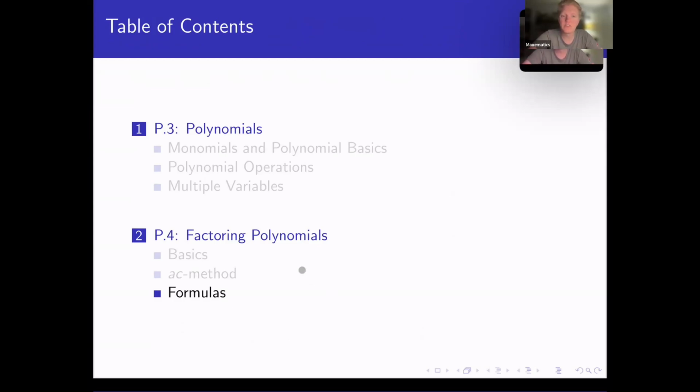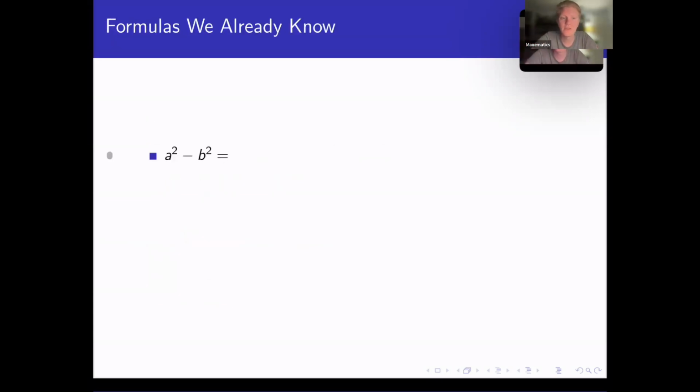We saw toward the end of P3, toward the end of polynomial operations, that there are some very special types of polynomials. For example, we had a rule for (a + b)(a - b). After we expanded that, we got a² - b², what we call the difference of squares. Well, if we're factoring, we can use that same rule just in reverse. So a² - b² is (a + b)(a - b).